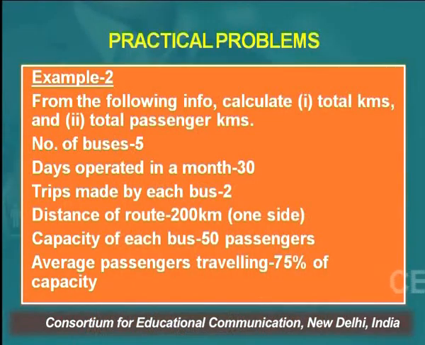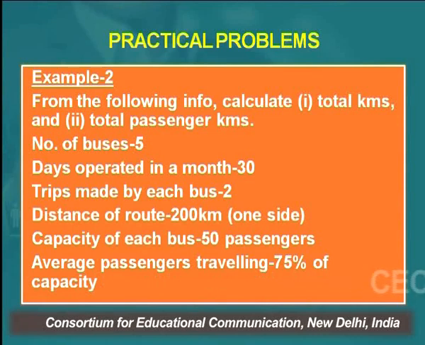The first example I have taken for this lecture is: from the information, calculate total kilometers and total passenger kilometers. I am taking a very simple example. The basic idea is to understand the terms properly, to make a base in your mind of how you find out the operating cost and how you calculate per unit cost.